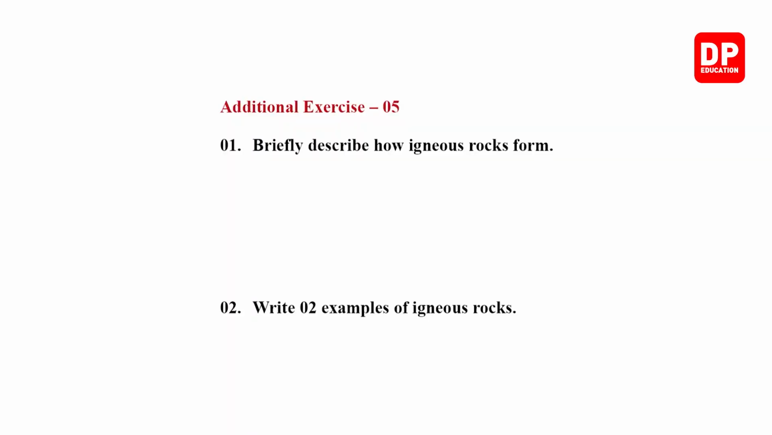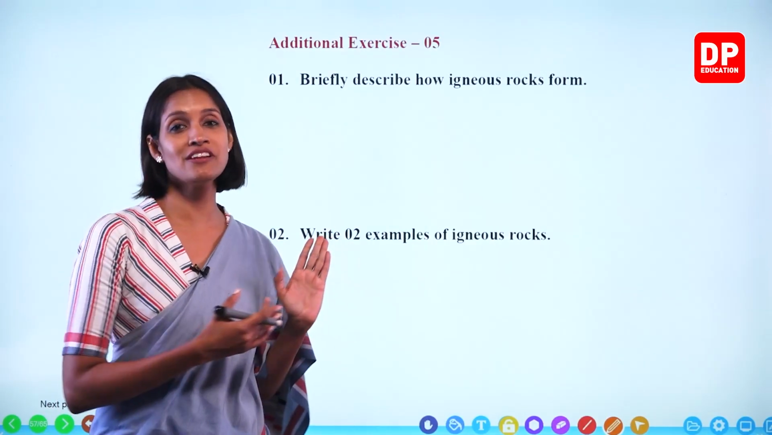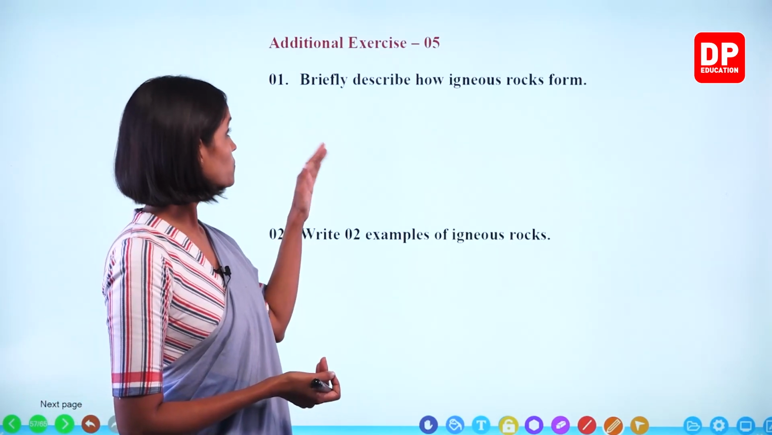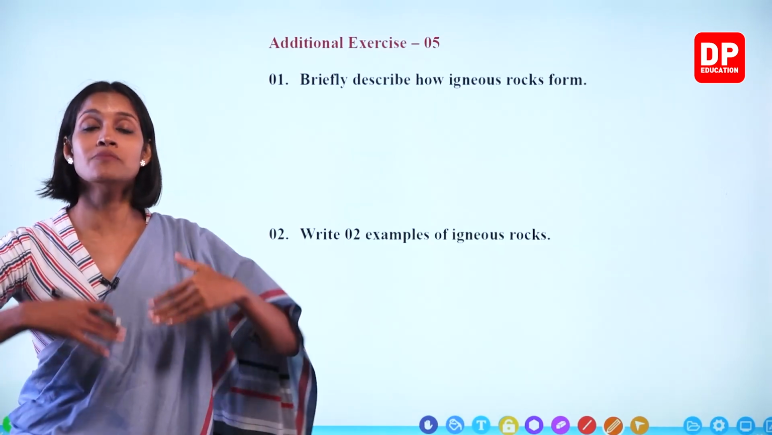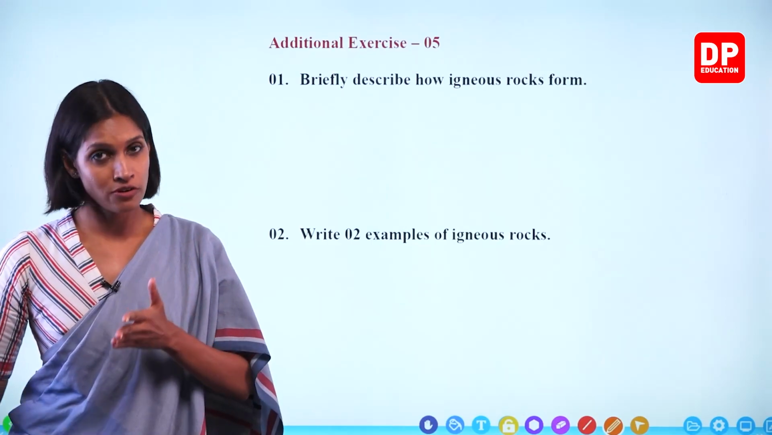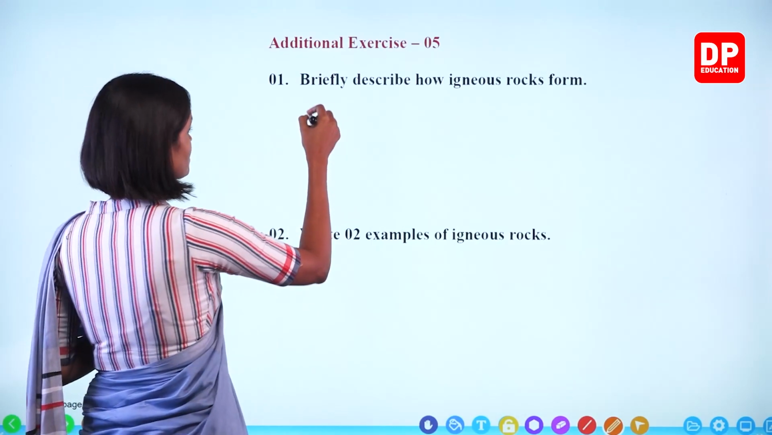Right. Exercise number 5. Briefly describe how igneous rocks form. Now even in the previous table, we explained this. Right now here, we can write the explanation. How do igneous rocks form? During volcanic eruptions, magma flows out as lava. Due to cooling down of this lava, what happens, children? Igneous rocks are formed, right?